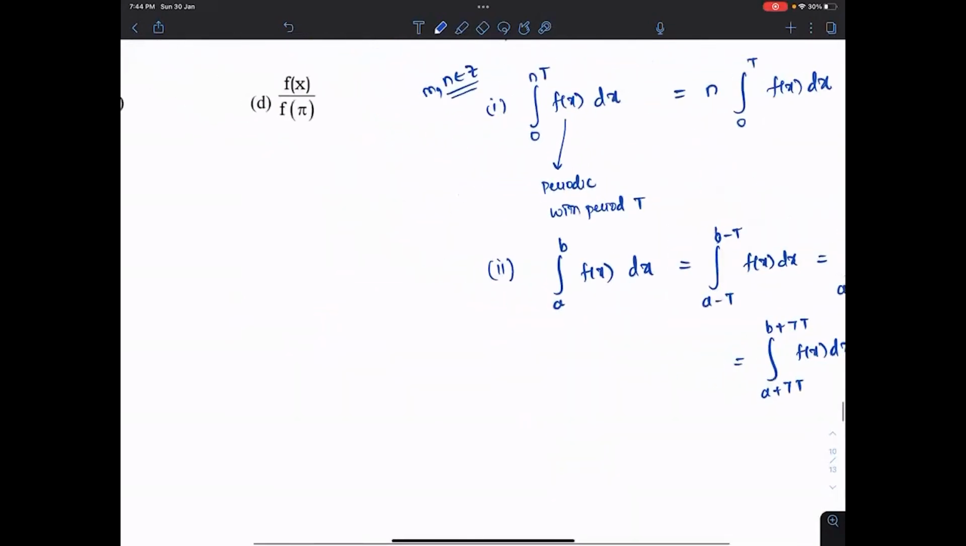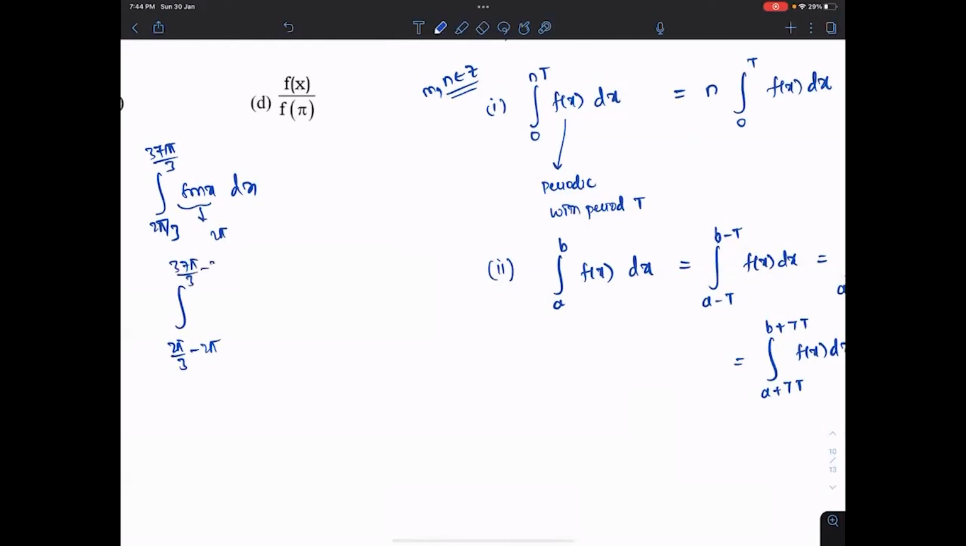For example, let's say you have integral 2 pi by 3 to 37 pi by 3 of sin x dx. Now what is the period of sin x? 2 pi. You can subtract 2 pi. What is there? 2 pi by 3 minus 2 pi, and the same 2 pi you need to subtract from the upper limit. You can do this. If you want, you can add also. Okay. Next.